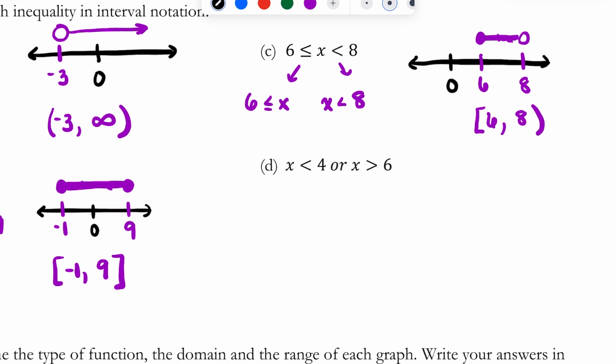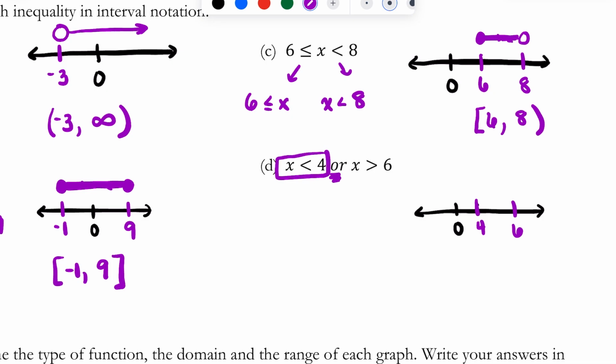And then finally, for our last one here, if I go ahead and draw my number line, I'm going to go ahead and put 0. Notice once again, they are both positive. So I'm going to go ahead and put 4. I'm going to put 6. Now, this one says x is less than 4 or x is greater than 6. So this one's a little bit tricky. But let's just start with each inequality and graph them individually. So I'm going to start with this guy.